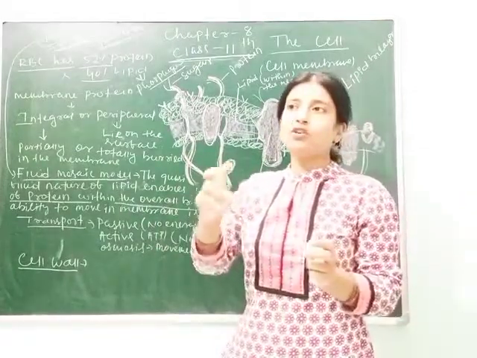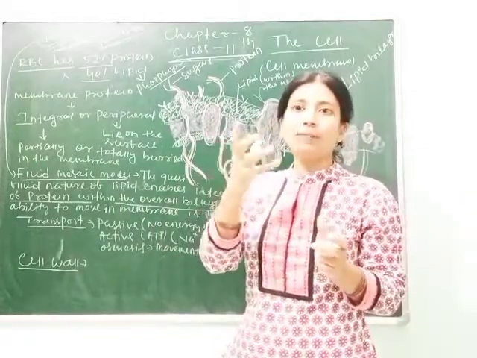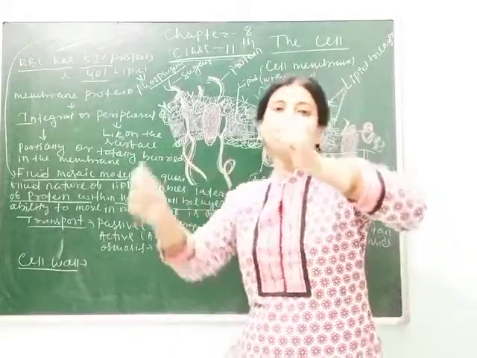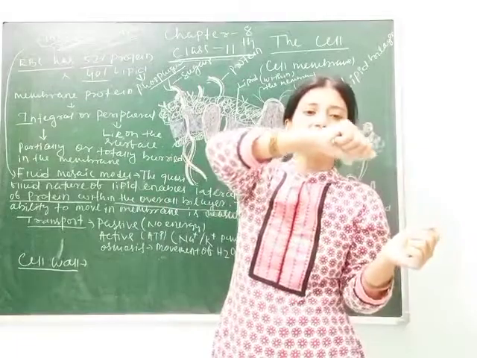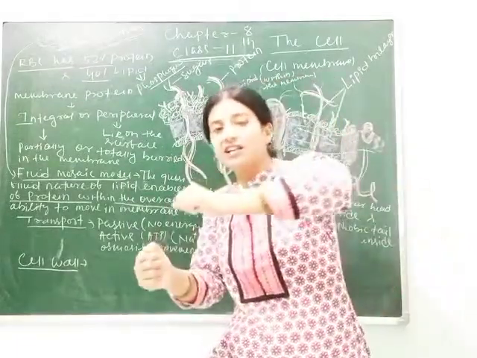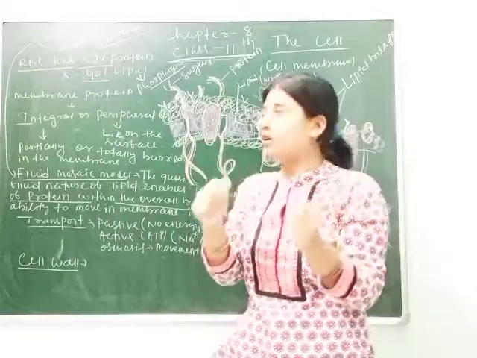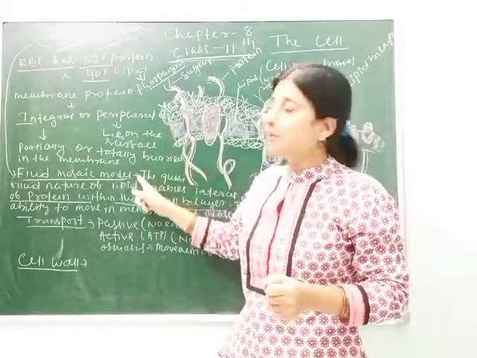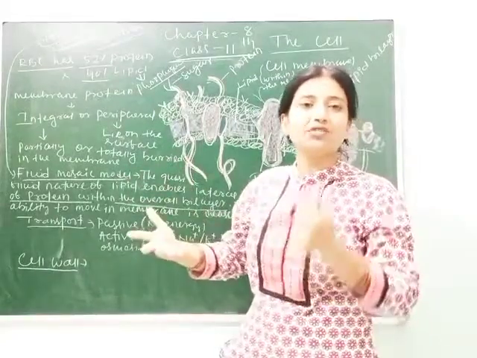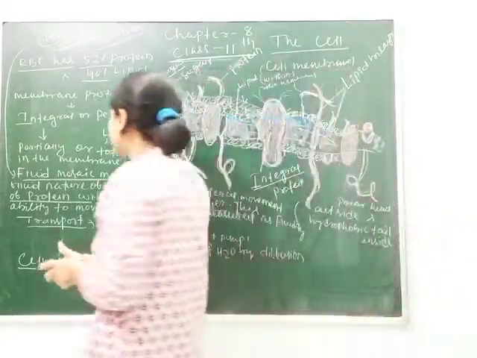Quasi-fluid means, suppose you hold a bottle of water that is not completely filled. If you move the bottle in this direction, some water comes towards this direction and some towards that direction, left, right, and so on. Exactly, the cell membrane shows the fluid mosaic nature, means fluidity. So how is this fluidity measured?